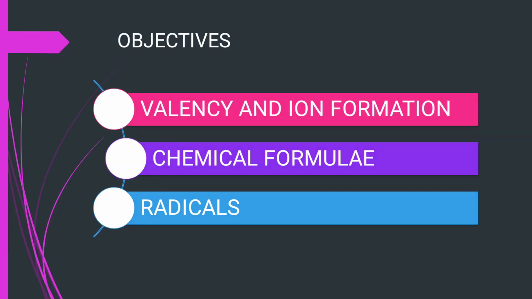The objectives of the lesson are: number 1, state the valency; describe how atoms form ions; the chemical formulae; and the radicals.